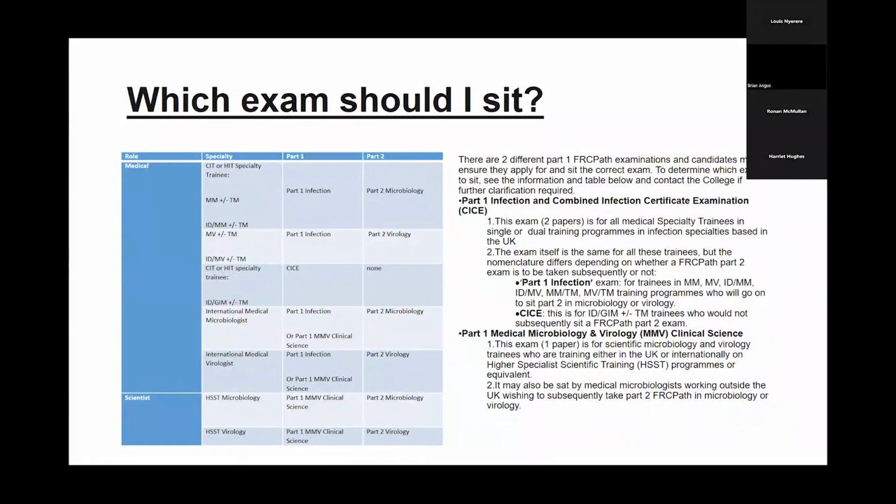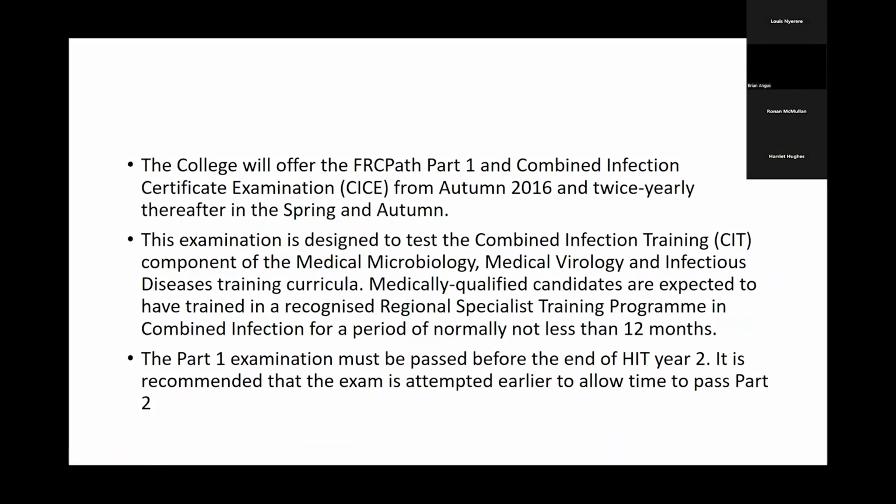Within that, there's a sort of subset for people who are doing MMV clinical science. And this is an exam taken by medical microbiologists who might go on to take Part 2 or who are training within the UK. So as I say, just make sure that it's the correct one. So from the website, really, we're talking about the RCPath Part 1 and Combined Infection Certificate exam. And that started in 2016 and happens twice yearly in spring and in autumn. And really, it's to test the combined infection training in microbiology, virology, and clinical infectious diseases.